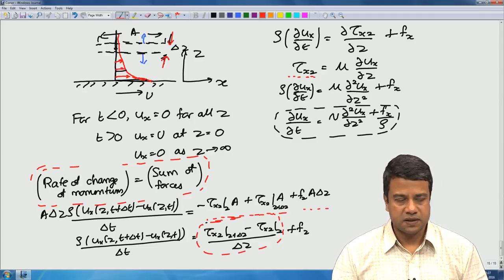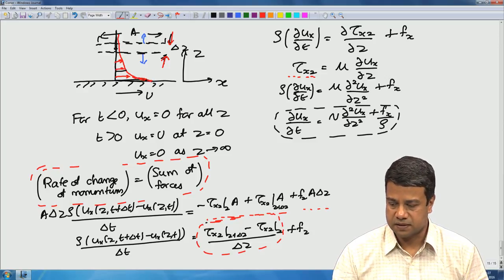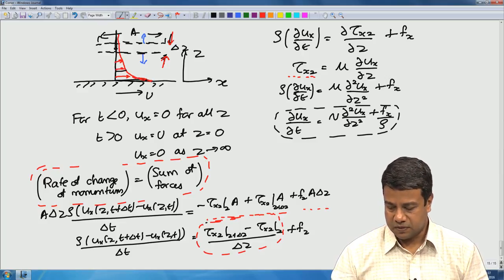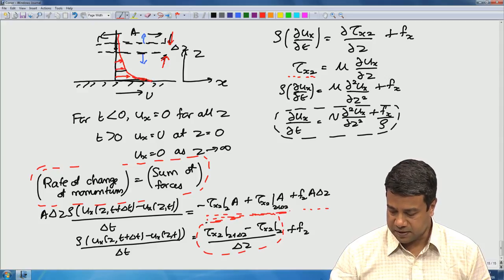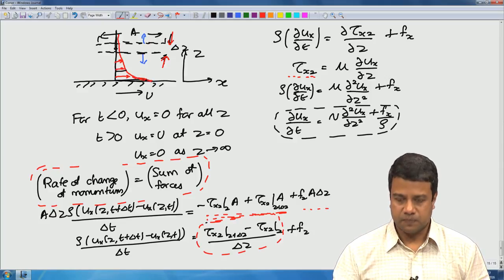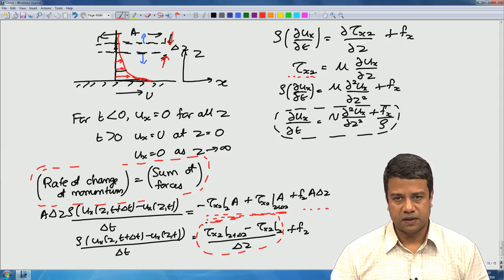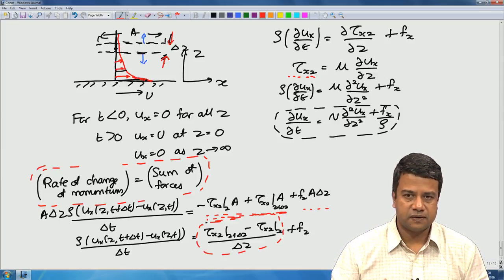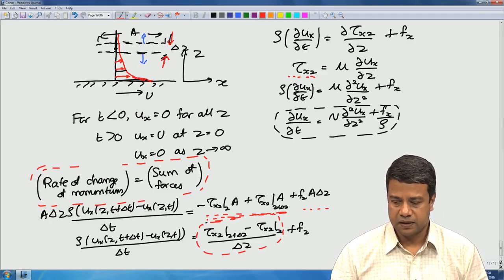In this case, the velocity is in the x direction. So, the direction of momentum transport is the x direction, and the direction in which the transport is taking place is the z direction. So, those were the two indices in the expression for the stress. We had assumed a positive sign when the z direction is in the positive direction for the top surface, and negative when it is in the minus z direction. The shear stress itself has a positive sign.